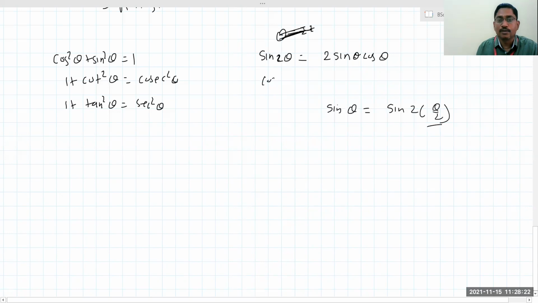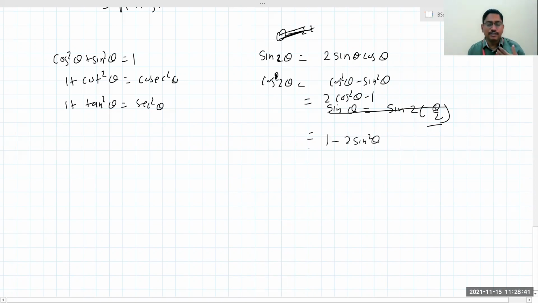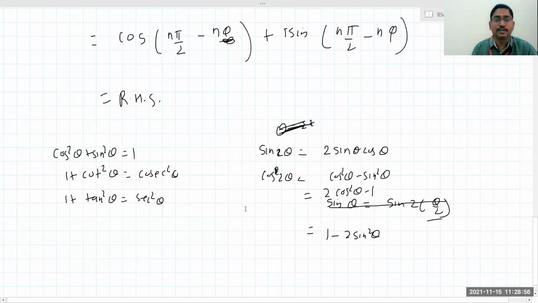The cos of 2 theta is cos square theta minus sin square theta. One can treat this as 2 cos square theta minus 1 if you put sin square theta from the first trigonometric identity, and 1 minus 2 sin square theta. So these identities we are going to apply. Then sin pi by 2 plus theta, sin pi by 2 minus theta, cos pi by 2 plus theta, cos pi by 2 minus theta, tan pi by 2 plus theta, tan pi by 2 minus theta. All those identities you should write down or keep in mind.